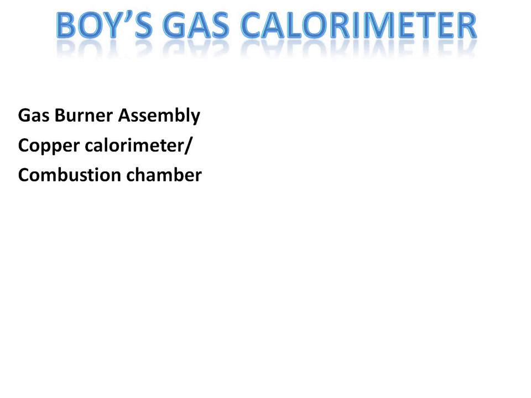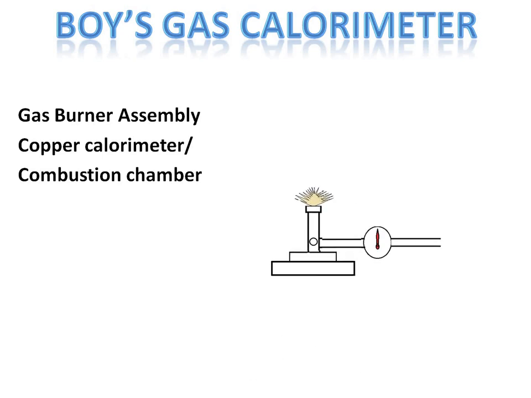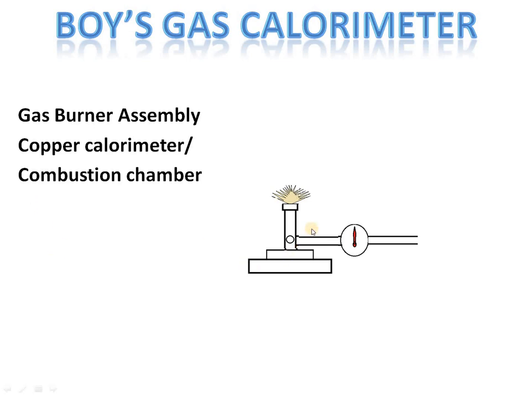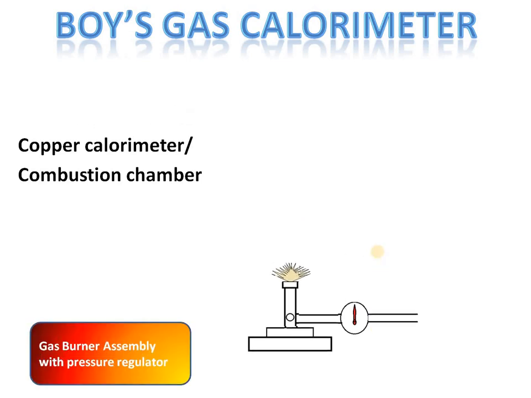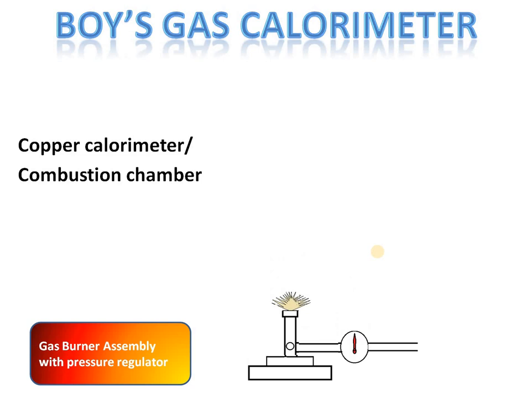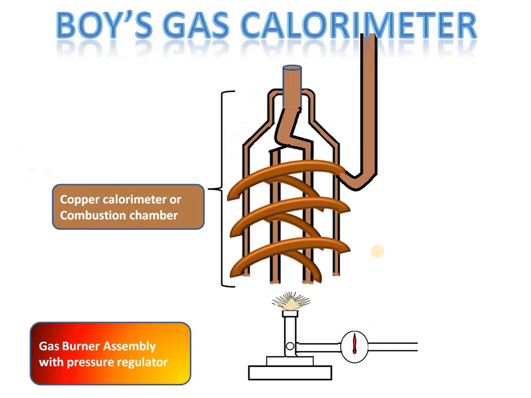The first component is the gas burner assembly. The gas burner assembly in Boyle's gas calorimeter is a flat flame gas burner assembly. It is provided with a pressure regulator and pressure meter, which help to monitor the flow rate of gas and ultimately the combustion rate of the gas. This assembly is situated at the center of the copper calorimeter or combustion chamber.